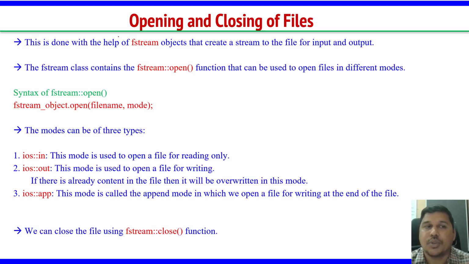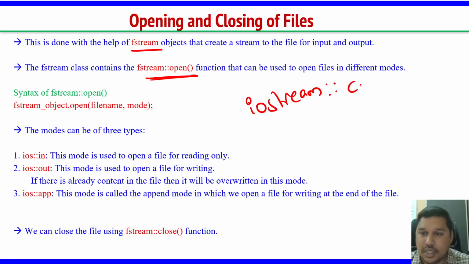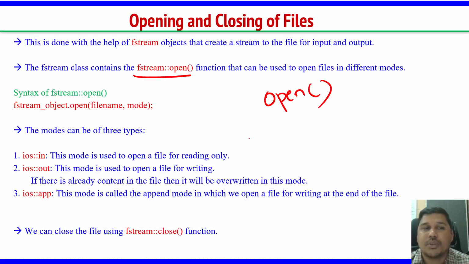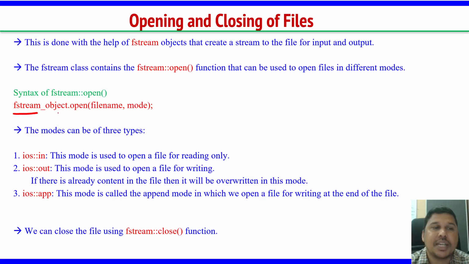The fstream class has all these functions. There is a function open, just like in iostream there is the function cin and another function cout. In the same way, in fstream we have the function open. The syntax is simple: fstream object dot open, with some file name and mode. We will understand it slowly.